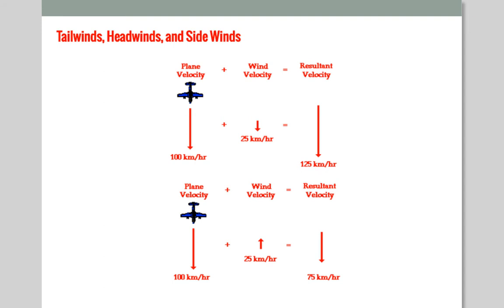Tailwinds, headwinds, and side winds. That's basically what we're talking about. So just imagine the plane's velocity is 100 kilometers an hour south, and the wind's velocity is also 25 kilometers an hour south. So the resultant velocity would be 125 kilometers an hour.